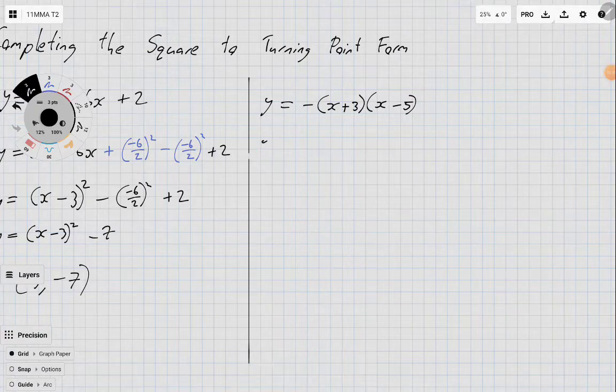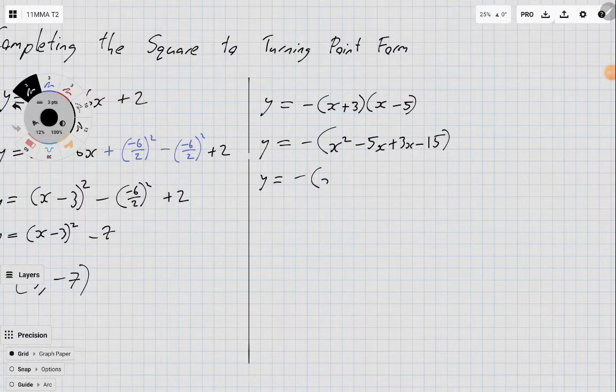So let's expand out those brackets first. So we're going to get x squared minus 5x plus 3x minus 15. I could expand the outer brackets now, but again, I'm not going to expand the outer brackets. I'm going to leave those. Clean it up. Minus 5x plus 3x is minus 2x, minus 15.